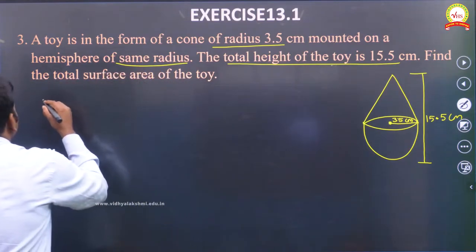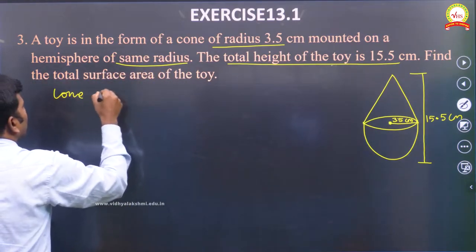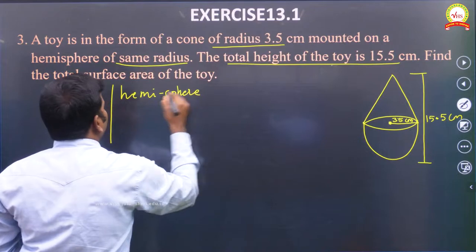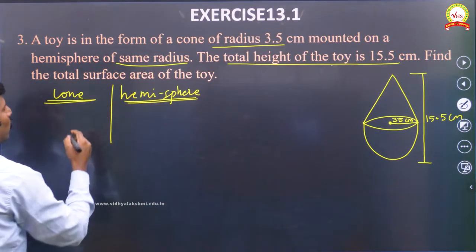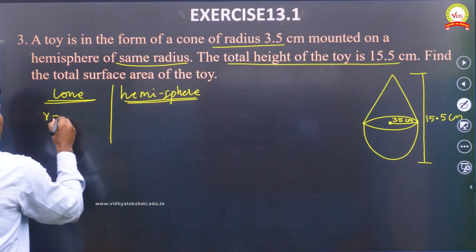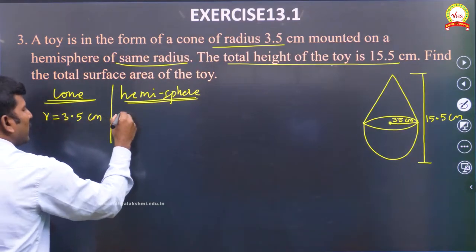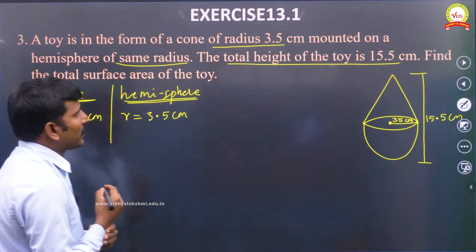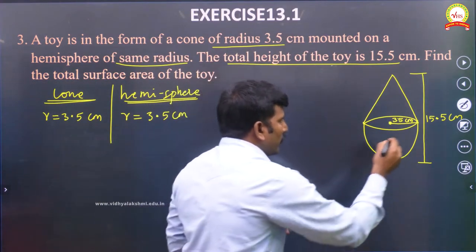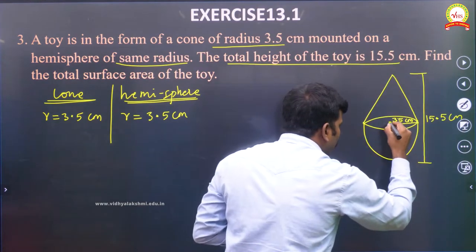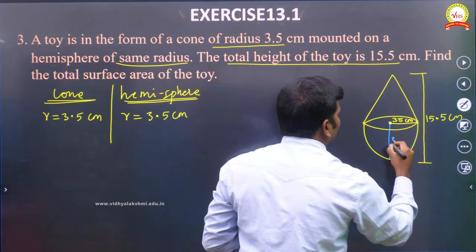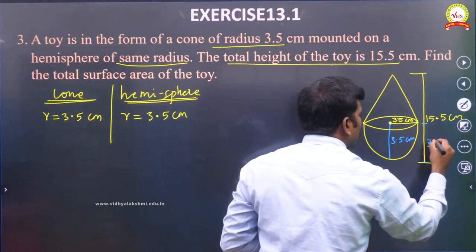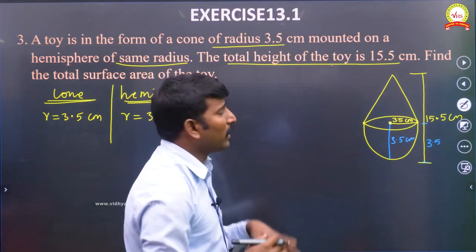Okay, right. First, we have a cone. So I'm writing the cone separately, and the hemisphere, so that the details are written separately. For the cone details, radius they said 3.5, so r is equal to 3.5 centimeter, with the same radius for the hemisphere also. Next, the total height of the toy is given. From the total height, if you remove the radius, you will get the height of the cone. We need to remove this 3.5, then only you will get the height of the cone. That is very important.